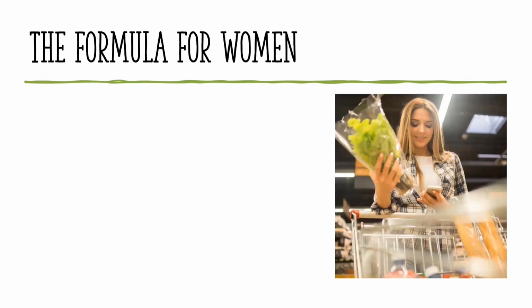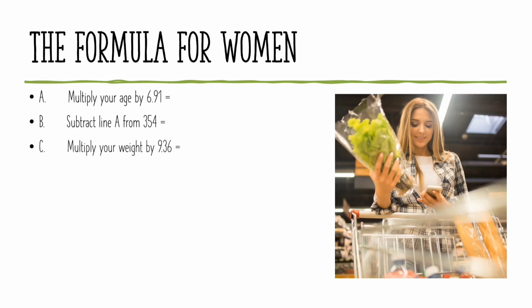Now let's look at the formula for women. Step A. Multiply your age by 6.91. Step B. Subtract Step A from 354. Step C. Multiply your weight by 9.36. Step D. Multiply your height by 726. Step E. Add Step C and Step D together.